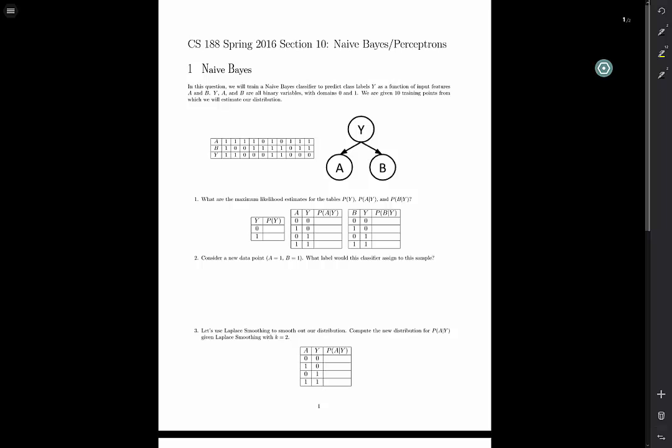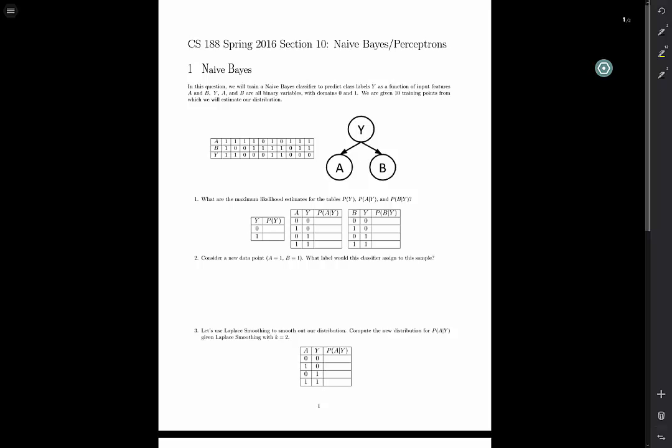So first, naive Bayes. In this question, we will train a naive Bayes classifier to predict class labels y as a function of input features a and b. Y, a, and b are all binary variables with domains 0 and 1. We are given 10 training points from which we will estimate our distribution.